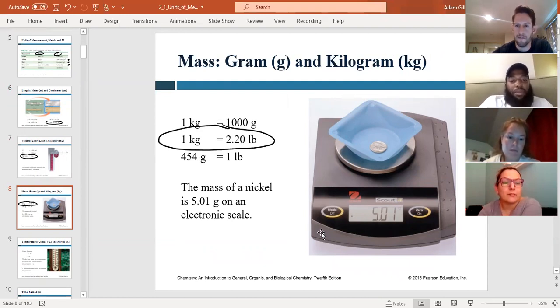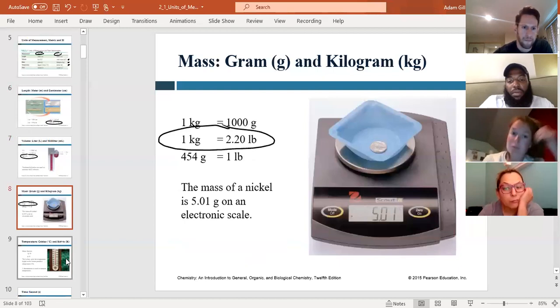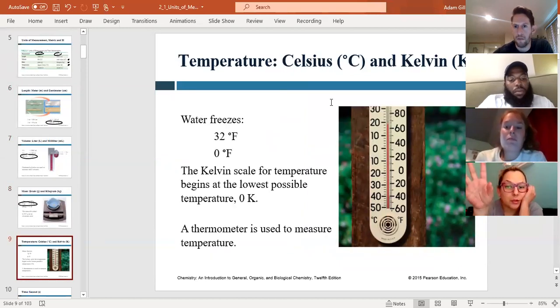And the device that you use to measure mass in a laboratory setting is usually a scale. And here's just a picture of somebody measuring the mass of a nickel. And you can see it's 5.01 grams. All right, temperature, we use thermometers.